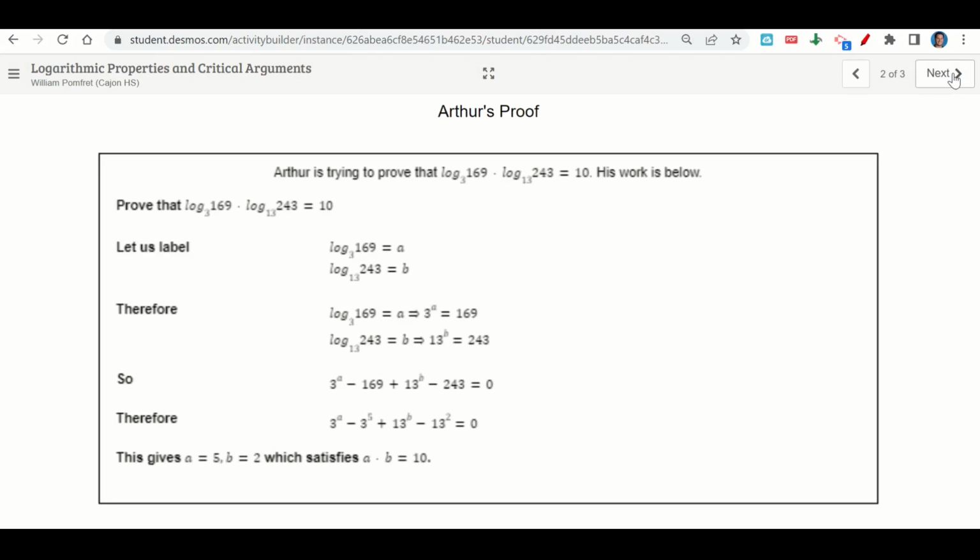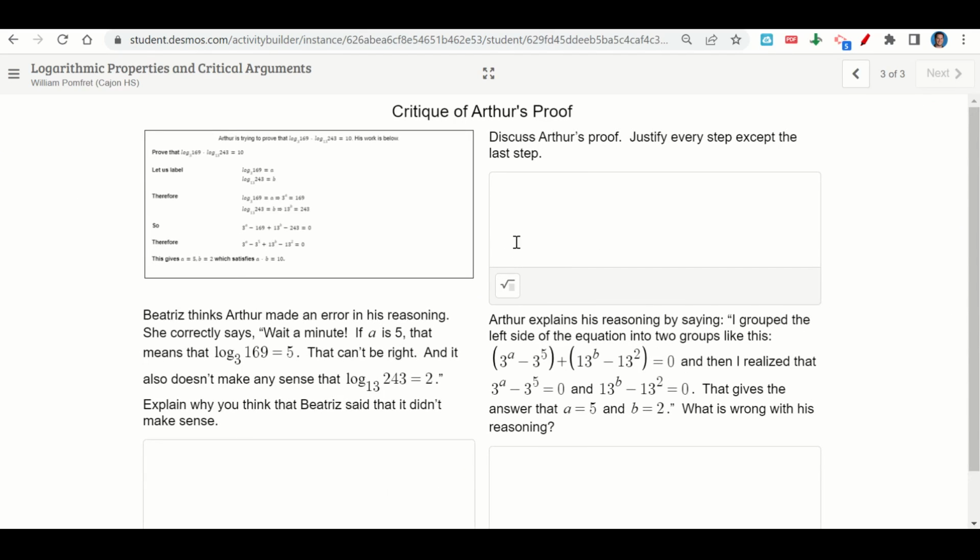We'll click next, and we're given a proof that Arthur did, and we're supposed to look at it on this slide, and then on the next slide we're going to answer some questions. So it says discuss Arthur's proof, justify each step except the last step. So what did he do? So as he went from here to here to here to here, when he went through each step, what did he do?